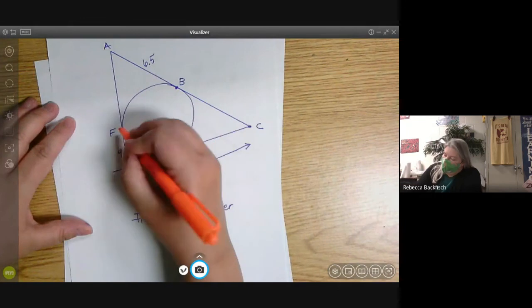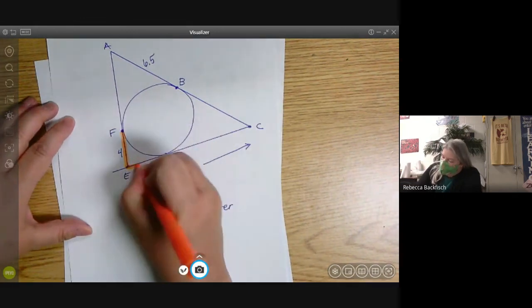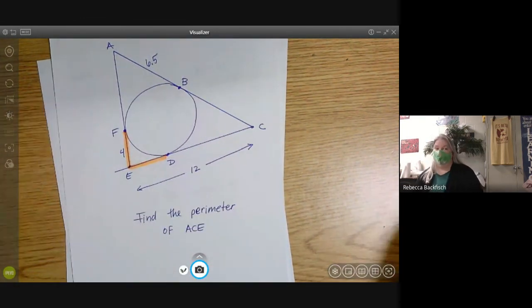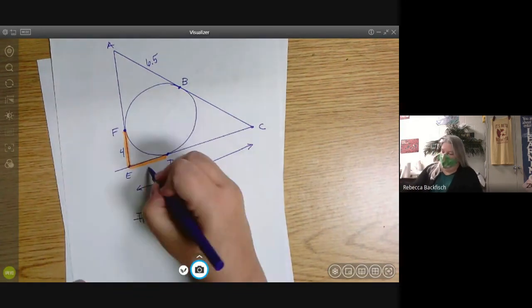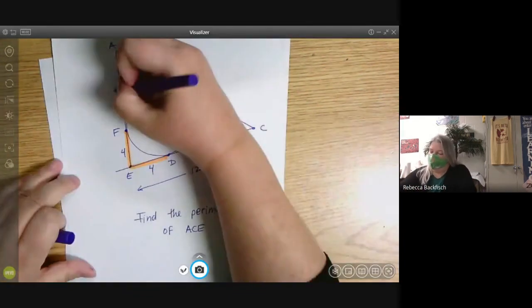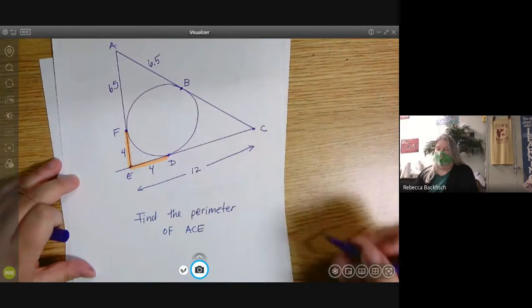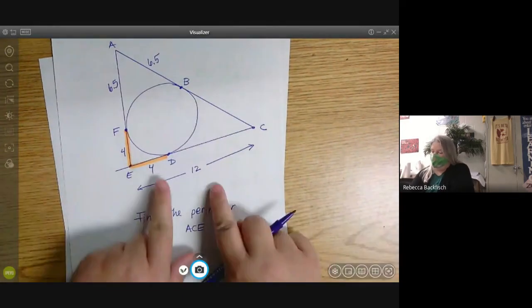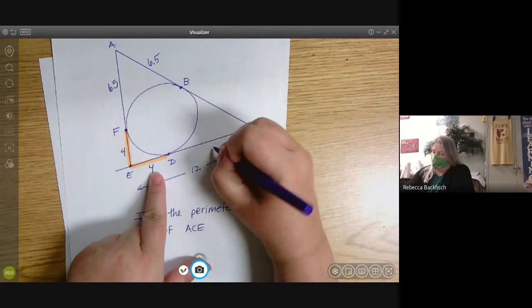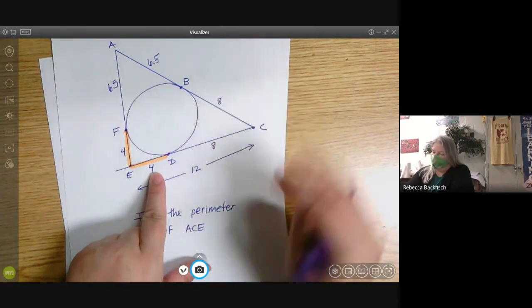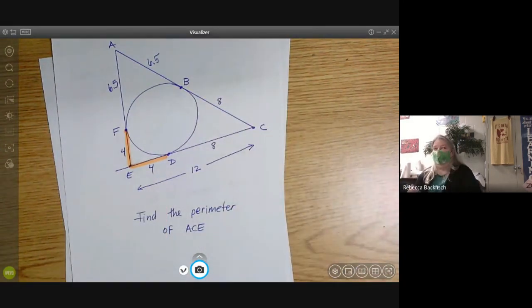So like this and this, there's your ice cream cone. Those would have to be the same. And this would also be the same. Hold off. Let's finish this problem. That would be the same as that. That means that this segment here is 12 minus 4, which is 8. And then I can go ahead and add up all the sides, and I should get I believe 37. Is that what y'all got? Yeah, okay.